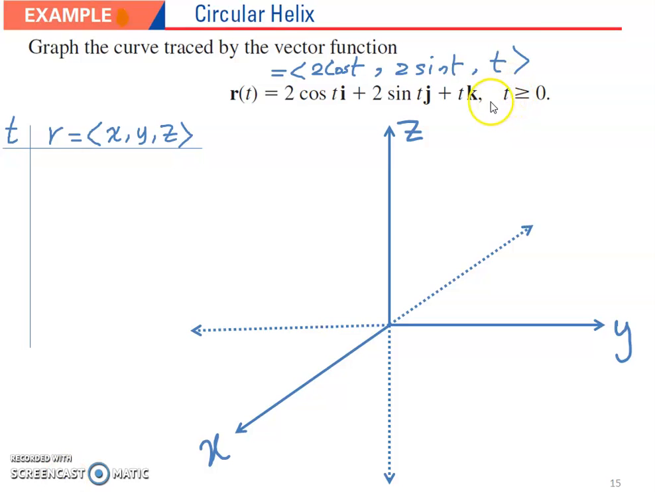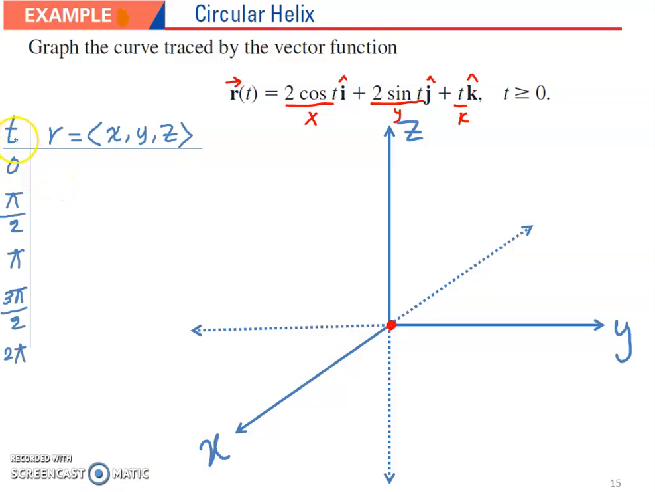Since t is greater than 0 and z here is equal to t, so our graph will be here in z positive, not in z negative. So this will be x, and this is y, and this is z. I, j, k are unit vectors, and r is our vector function, which is a position vector, which means the starting point of this vector is the origin.